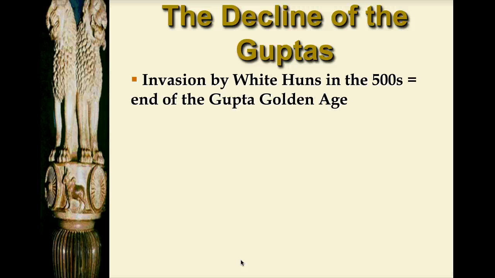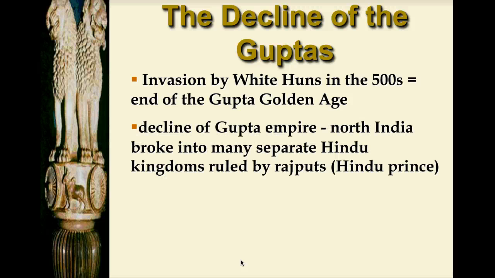Okay, so like all empires, they can't last forever. The Guptas were invaded by the White Huns in the 500s, which ends the Gupta Golden Age. Similar to Rome, it stays separate for much of its history. It breaks into several different Hindu kingdoms, just like Rome did. And I want you to put a star by the Rajputs. These are your Hindu princes. So if you see Rajput, you know that it's a Hindu prince.